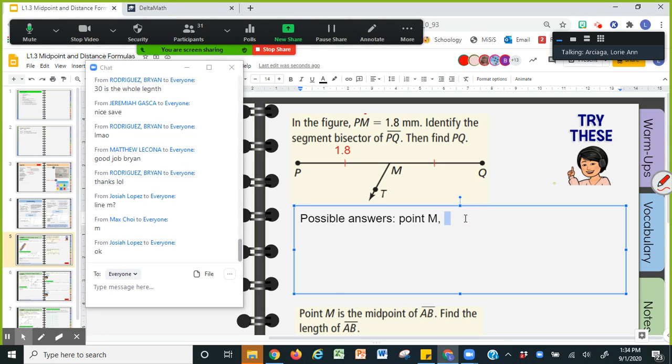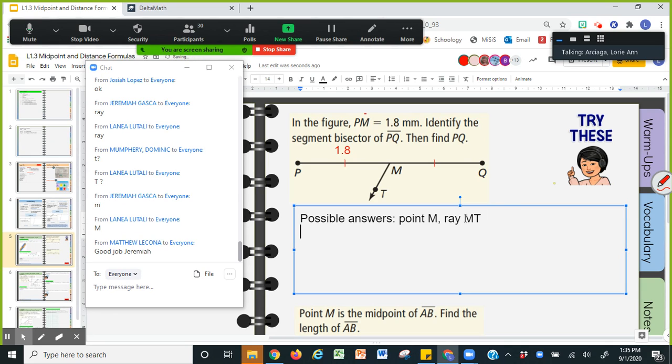The other possible answer starts with R. Ray. Very good, Linnea. And how do you name your ray? Very good, Jeremiah. What letter do I begin with? T or M? Remember, it starts from the beginning letter. So M. Very good, Jeremiah. So M, capital, and then ends with T. That's cool. All right, that's for the first question.